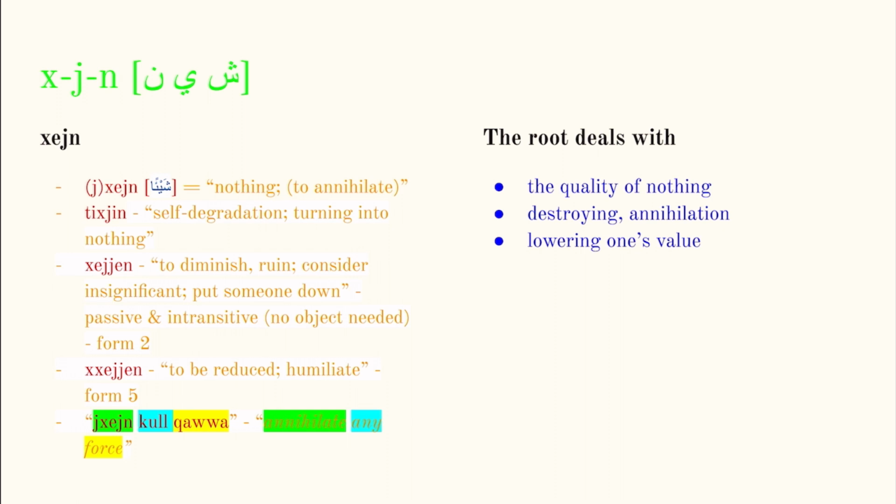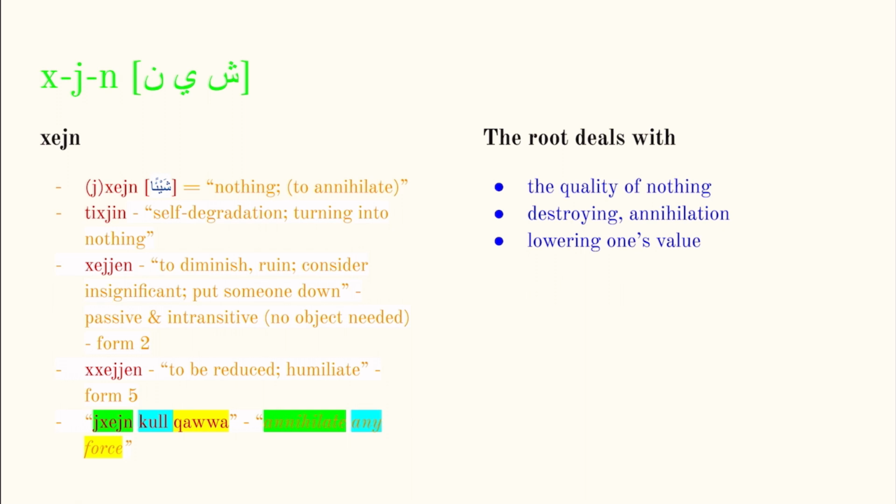As you see on the first bullet point on the left side, Shane means nothing, as I mentioned before. However, this would be the first form of Maltese's 10 forms, Yashane, which means to annihilate. And then you have the T form, Tishin, which literally means self-degradation. It can also mean turning something into nothing. There's not really a translation for this. And then you have Shayyen, which is form 2, and this literally means to diminish or to ruin. However, it can also mean to consider something insignificant, as well as putting someone down.